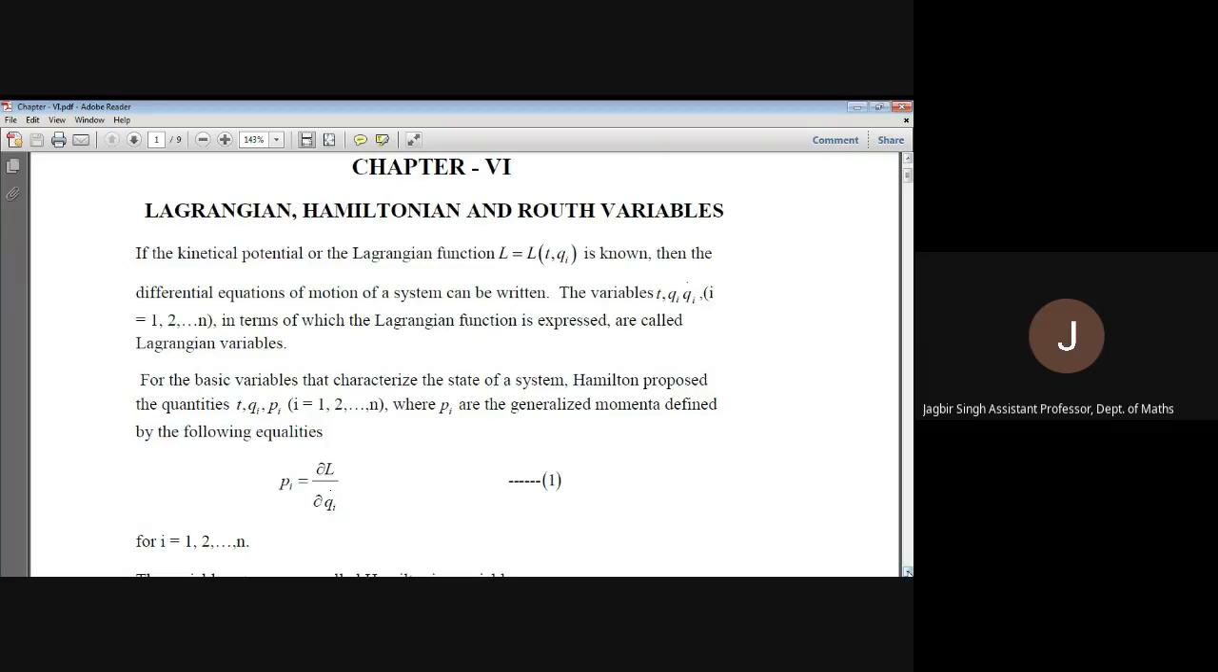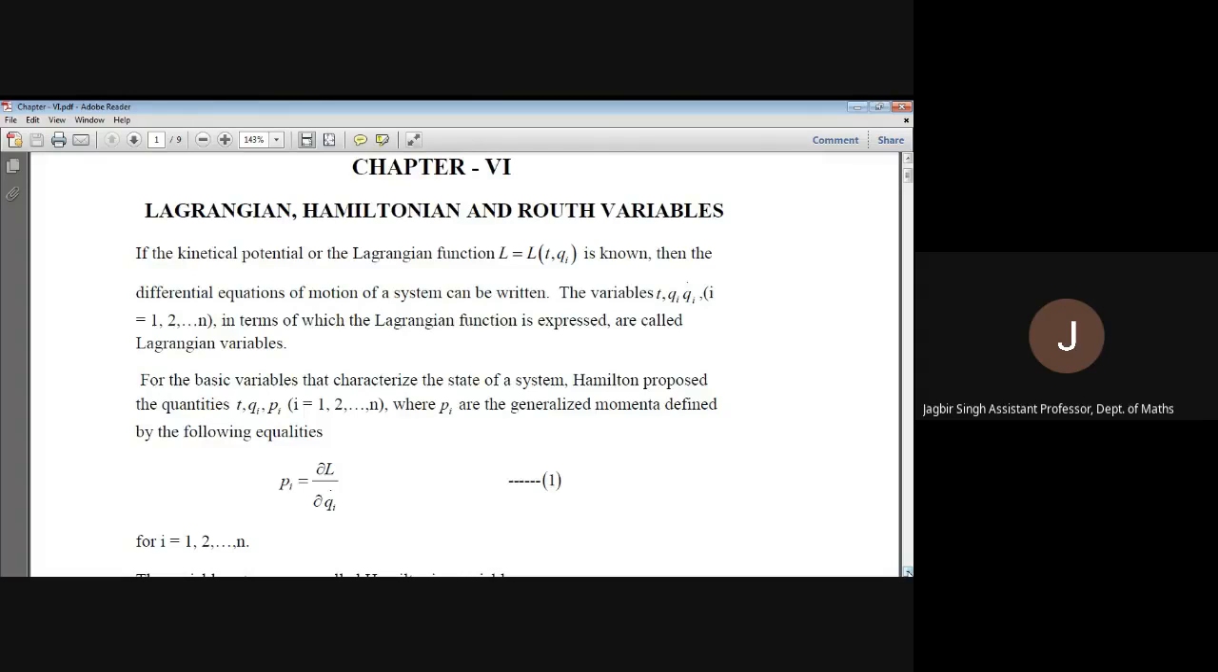Okay, so in all n variables are defined. P1 is curly L by curly Q1 dot, P2 is curly L by curly Q2 dot, and so on. Pn is curly L by curly Qn dot. Okay, now we are just going to find out a relation between Qi dots and Pi. And when you studied in your second semester the topic of Jacobians, at that time you studied that there will be a functional relation between these variables if their Jacobian should be non-zero.